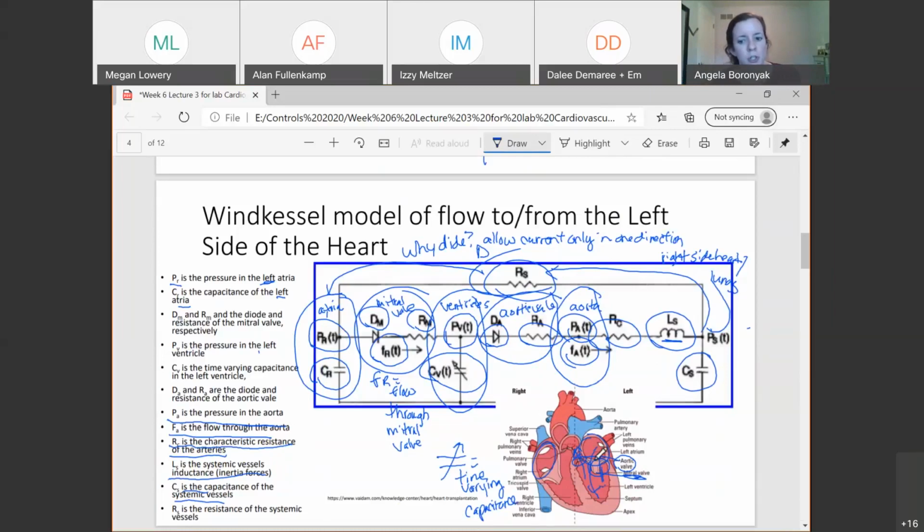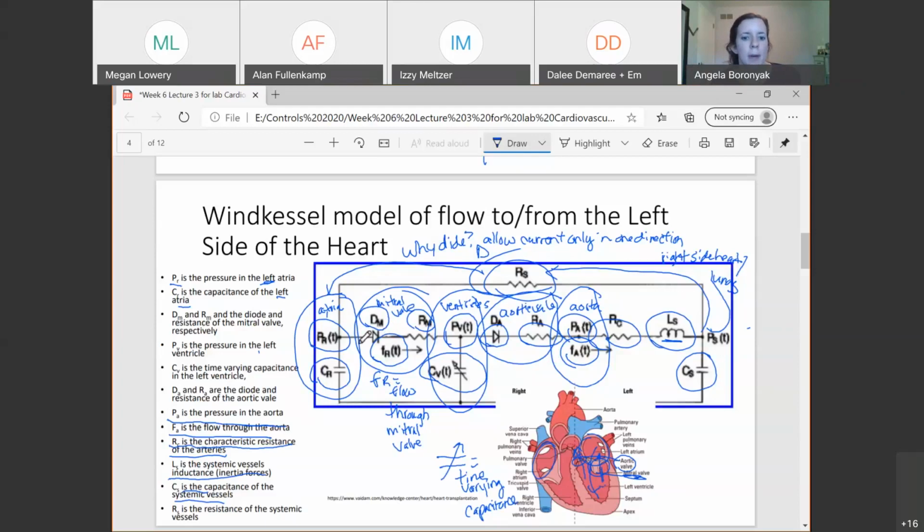From my atria to go into my ventricles, I have to pass through the mitral valve in the left side of my heart. That valve is intending blood to only flow in one direction, right? You don't want blood to flow in reverse going from your ventricles back into your atria. That backflow, if you have that, can be a problem called mitral valve regurgitation.